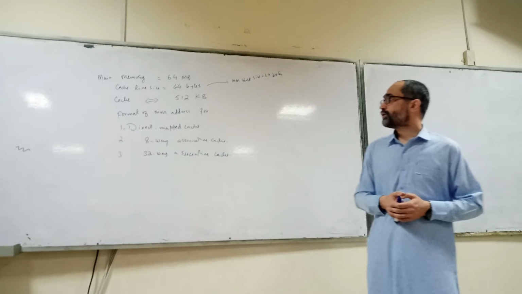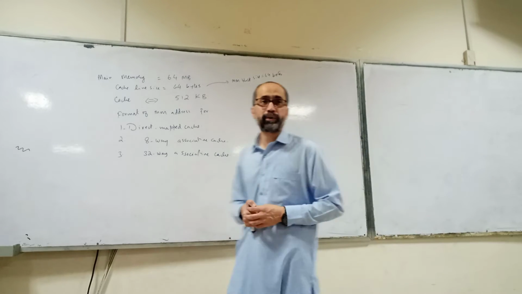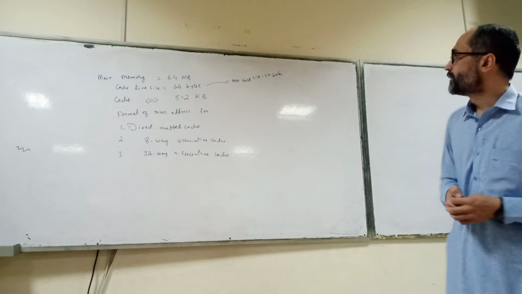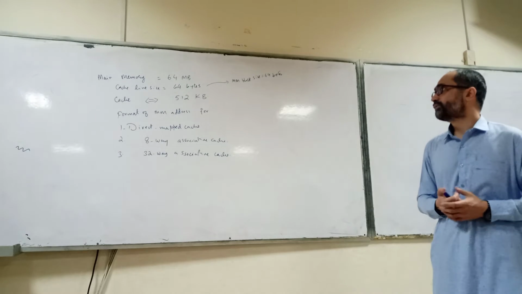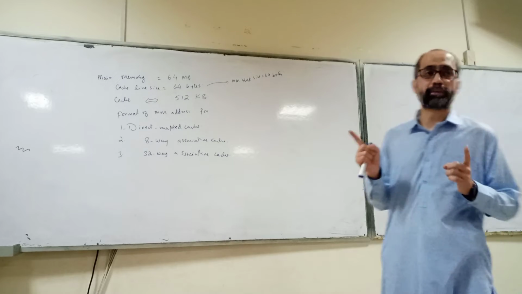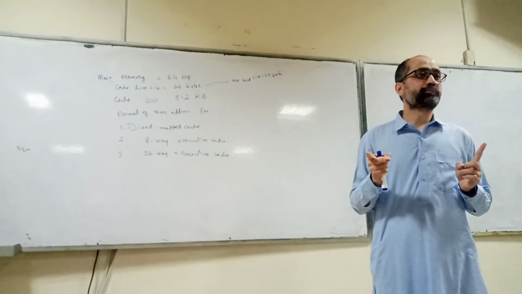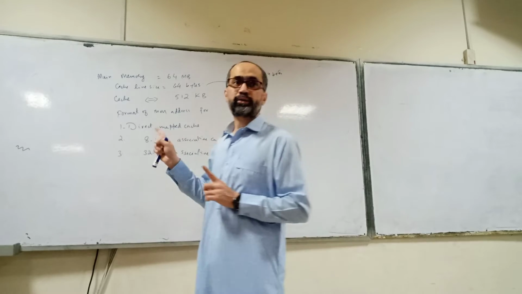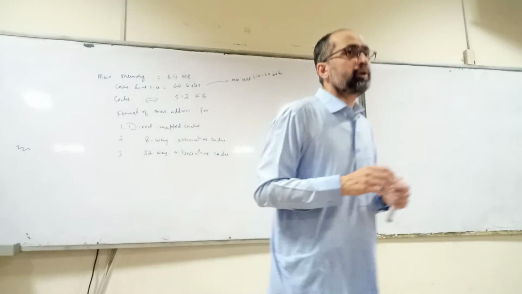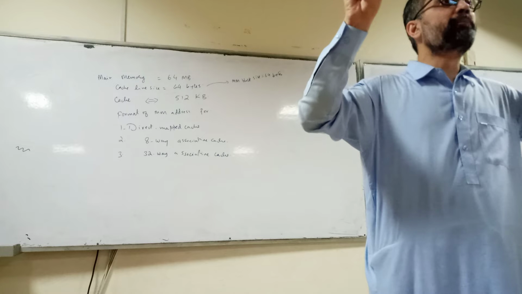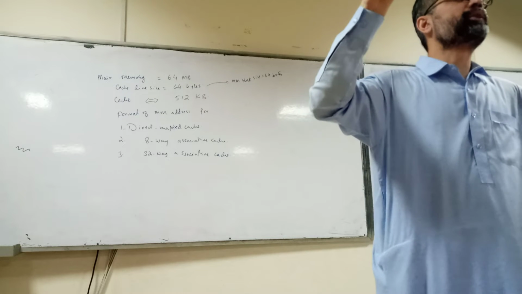Okay. So now we have a cache of 512 KB. The size of the cache is 512 kilobytes. Now we need to find the format of the main memory address for a direct-mapped cache, then an 8-way associative cache, and then a 32-way associative cache. To solve this problem, first we need to find the number of bits required for the main memory.